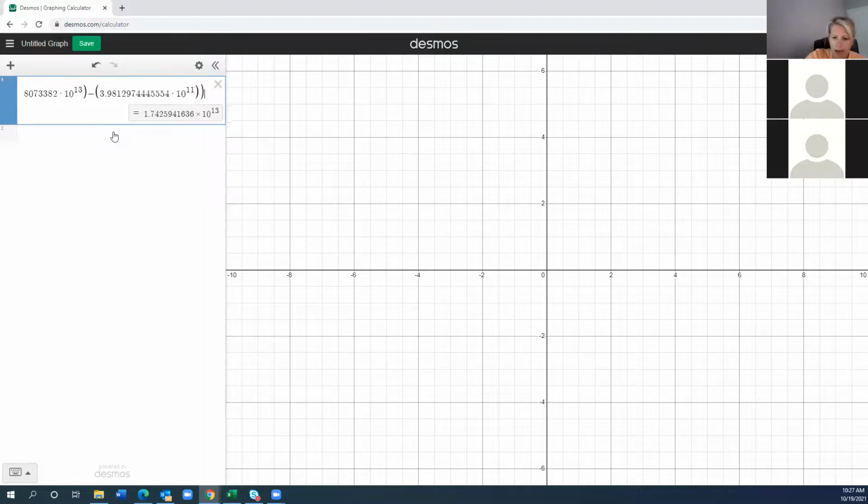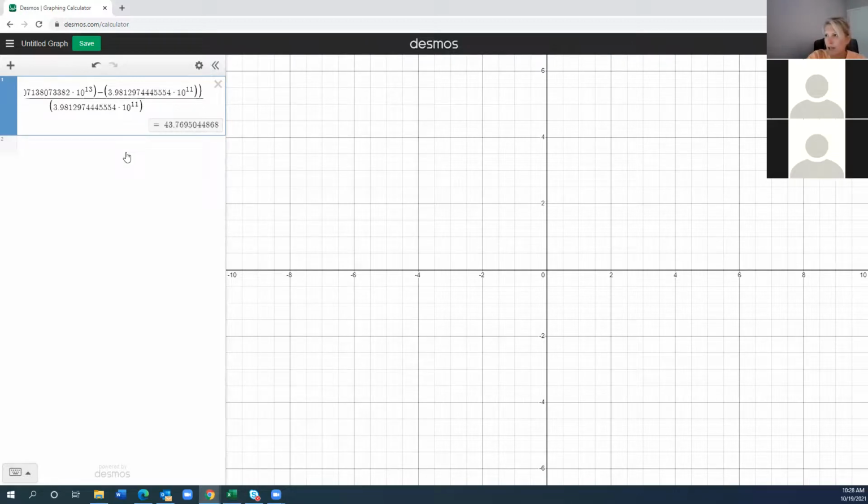And then if I take that, I'm just going to put parentheses around the whole thing, and then I'm going to divide by this 3.98 thing. And then I get 43.76. And that note there is my relative increase.